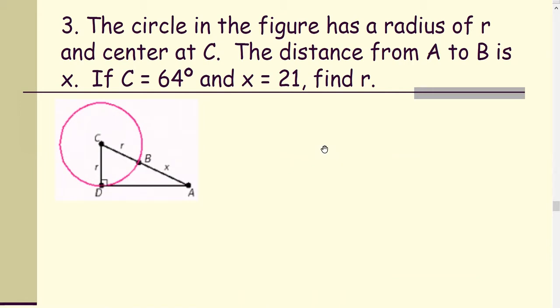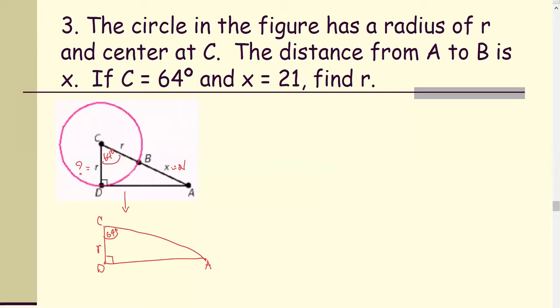Example 3. The circle in the figure has a radius of r and center C. The distance from A to B is x. If angle C is 64 degrees and x equals 21, find r. From this right triangle, we can redraw it with angle C, 64 degrees, the radius r, which is the side CD, and D is the right angle.